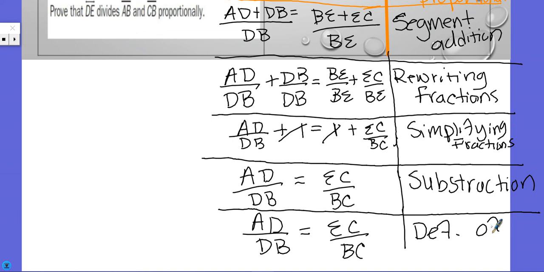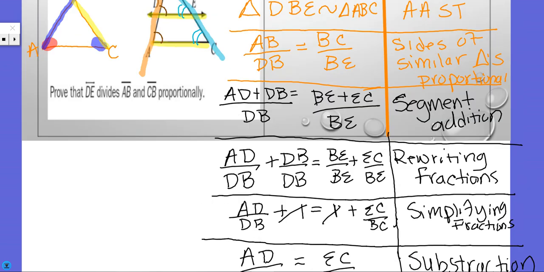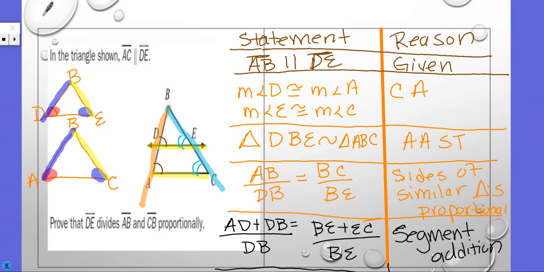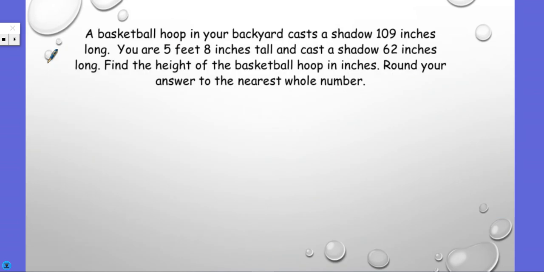Definition of proportionality. My recommendation is for you to write this proof down. Now tomorrow you won't be quizzed on having to write the whole proof, but it will be just fill in the blanks. So I do recommend you practice writing the proof and then making sure you know how to fill in the blanks on either side. And that's all on that proof, babies. Okay, let's go to the next question.